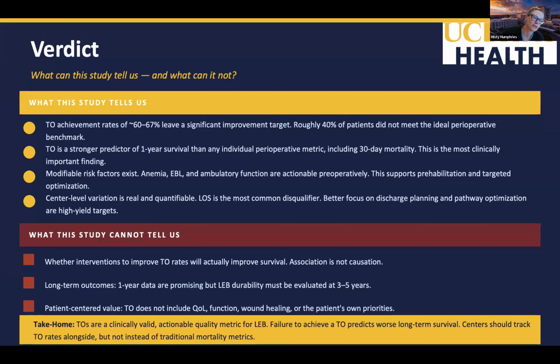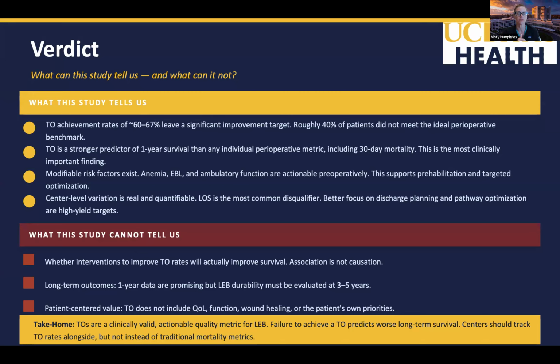So in terms of verdict, what the study does tell us is that centers can achieve textbook outcome rates of around 60 to 67%. So there is this significant room for improvement. Roughly 40% do not have the ideal perioperative outcome. And when you do not have a textbook outcome, you have a lower 1-year survival. And I think that's, again, the most clinically important finding.